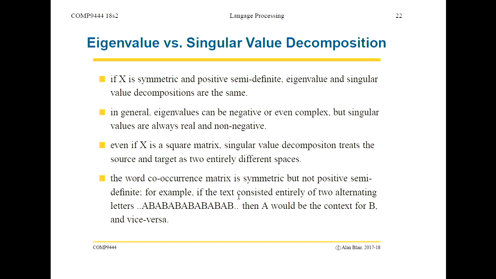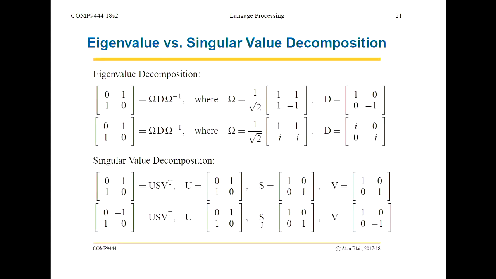The simplest example we can possibly think of is the following. Let's suppose you have a language that has only two words, A and B, and the language consists simply of alternating: A, B, A, B, A, B, A, B. That's the entire language. What would happen in that case? The co-occurrence matrix would essentially be this. A is the context for B and B is the context for A. So if this is A, B and A, B, this is the co-occurrence matrix here.